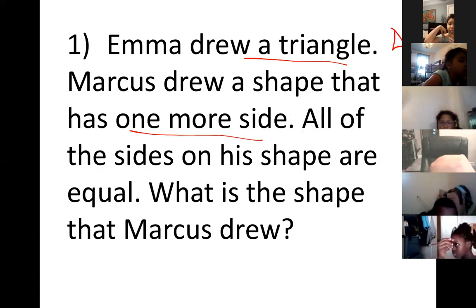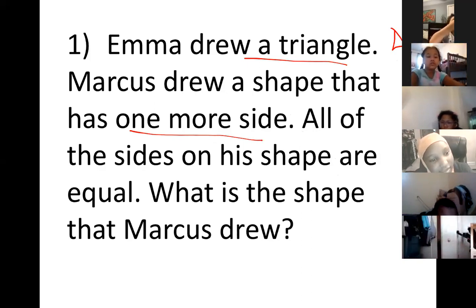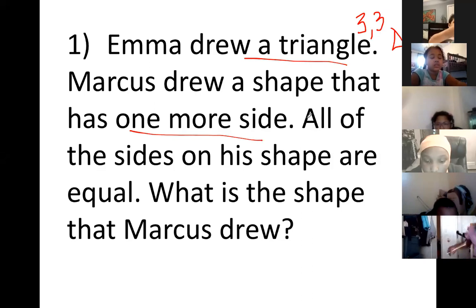I think the shape that Marcus drew is a circle. So Naima, listen carefully to the question. Emma drew a triangle. I know a triangle has how many sides, Naima? A triangle has 3 sides. And how many angles? 3 angles. Great. Marcus drew a shape that has one more side than what Emma's shape had.